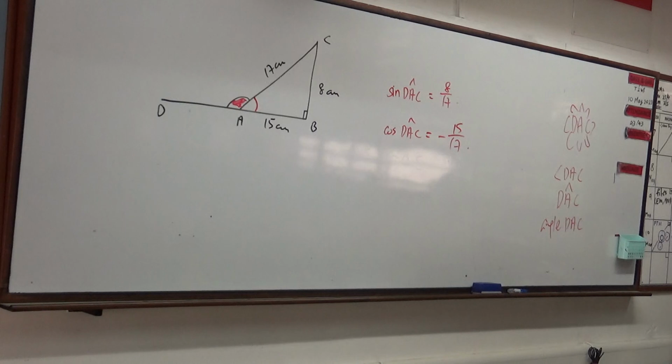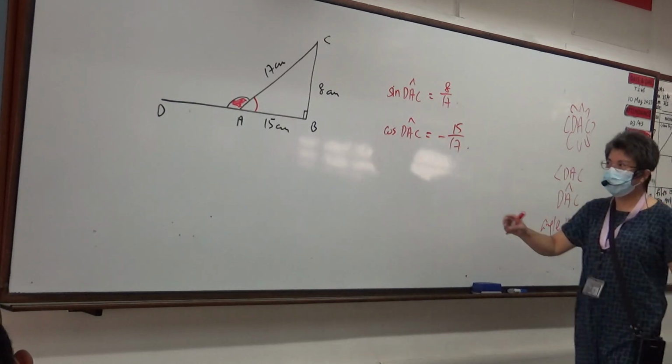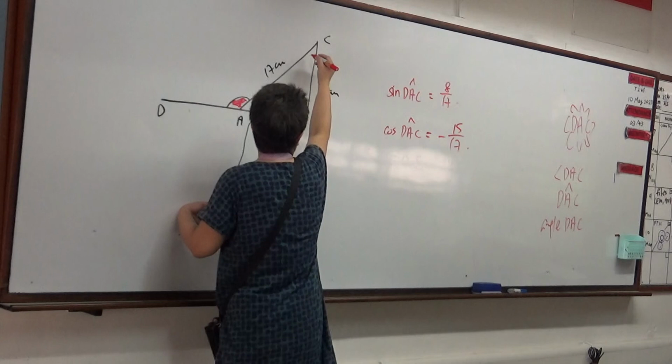Part C. Tangent ACB. Now look at the angle carefully. ACB is this one now.